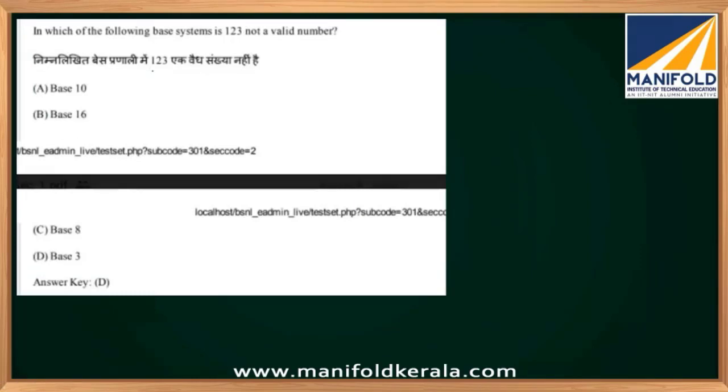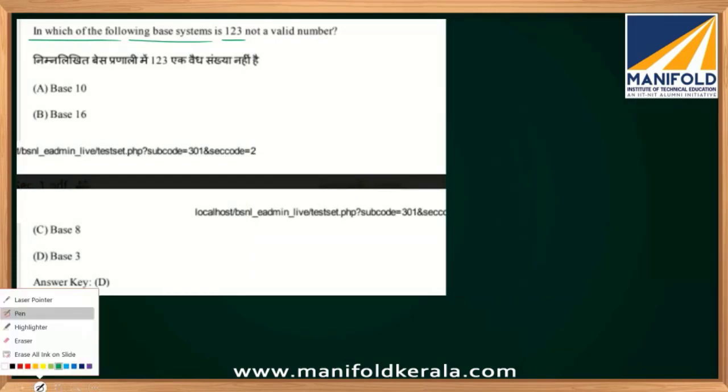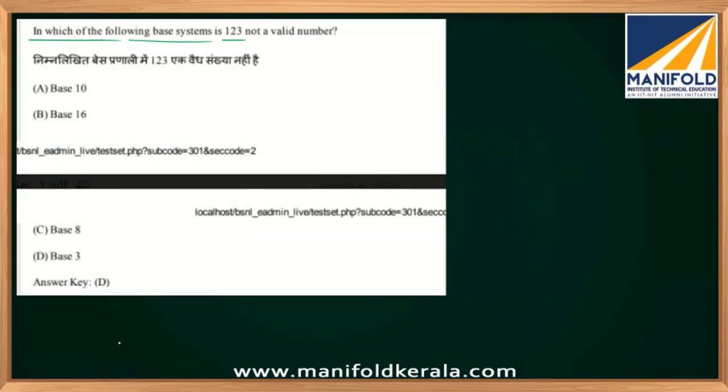We'll move on to the next question. This is also a question asked in your JTO exam, I don't remember exactly which circle, Karnataka circle or something. Now let's look at this question. In which of the following base systems is 123 not a valid number? 123 is not a valid representation in which base? Now, in base 3 system, what are the symbols allowed?